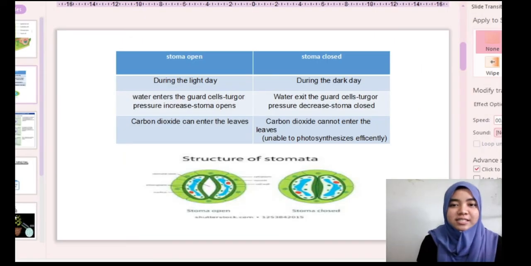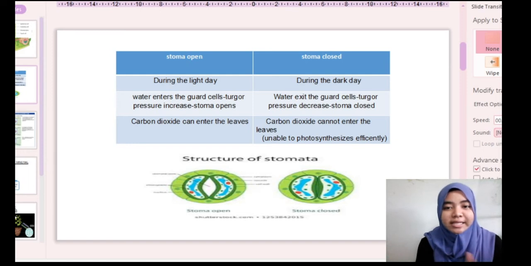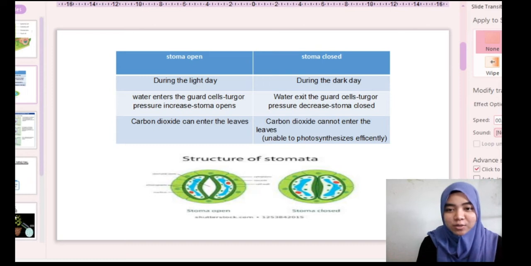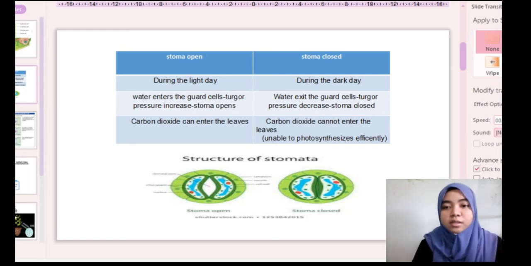Okay, so this is the difference between stoma open and stoma closed. As you can read, stoma open will occur during the light day, and stoma closed will happen during the dark day. Stoma open will occur because water will enter the guard cell and the turgor pressure will increase, so the stoma will open. And stoma close will happen when water exits the guard cell and turgor pressure decreases, and that will make the stoma close.